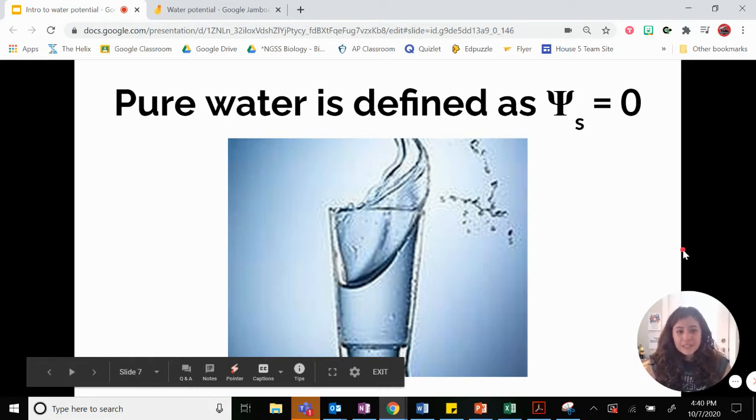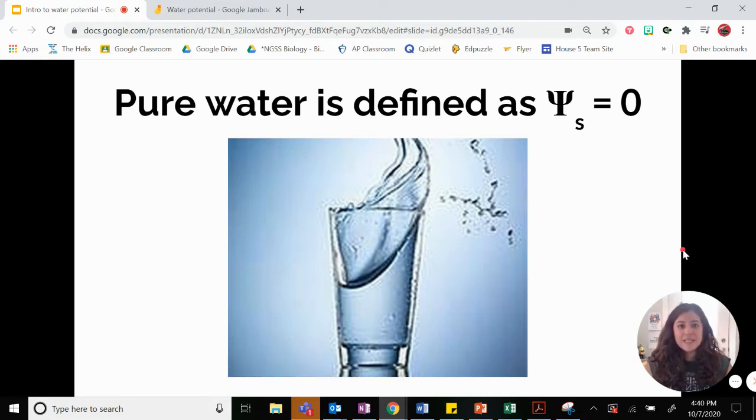Okay, so a couple things we need to know right off the bat. By definition, we define the solute potential of pure water as 0, because it has no solutes, so it has no solute potential. You've got to have solutes to have solute potential. So that's just the definition of solute potential. Pure water, we define as 0.